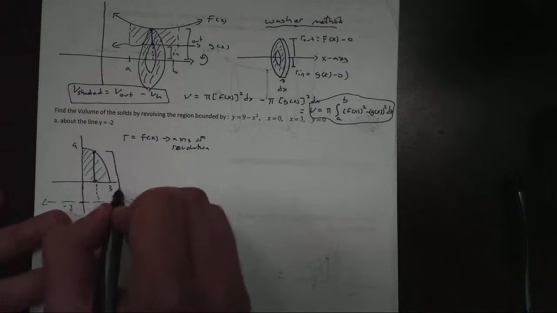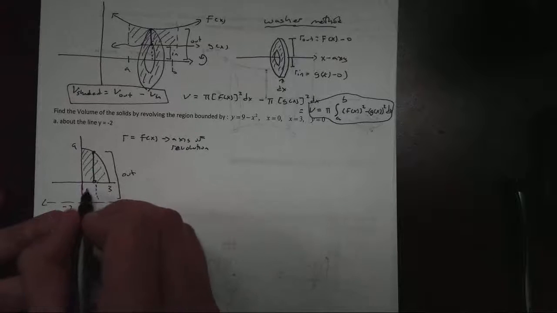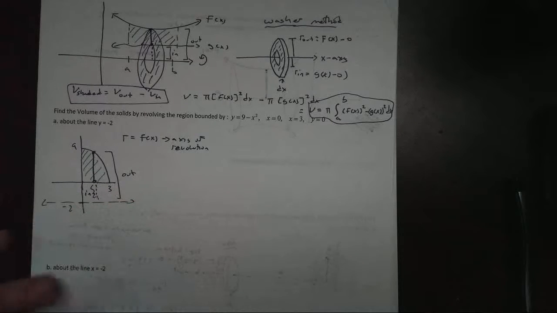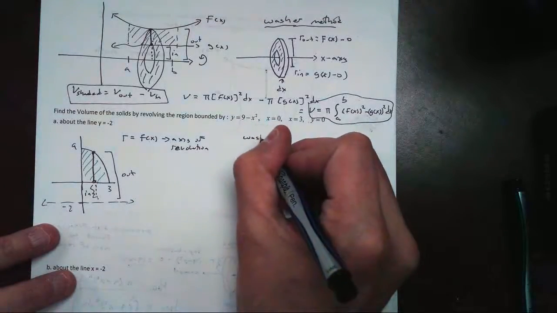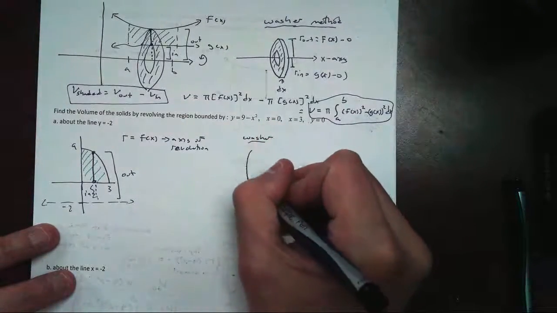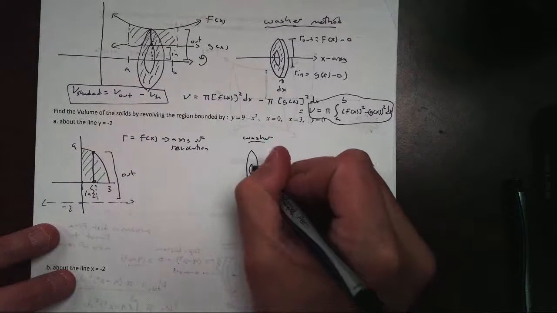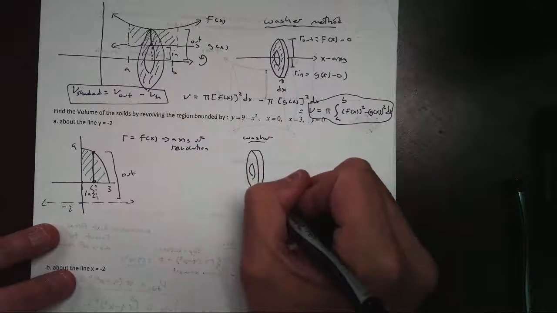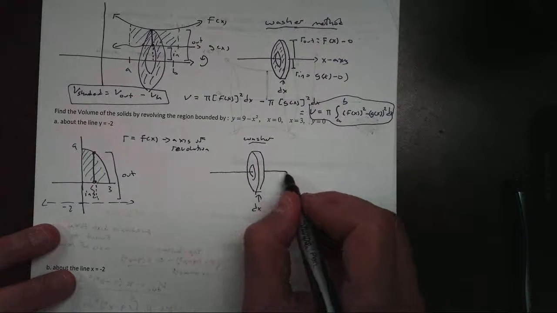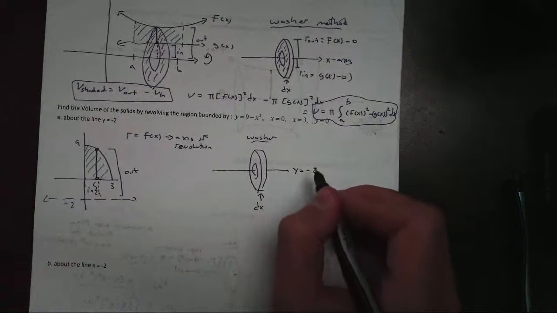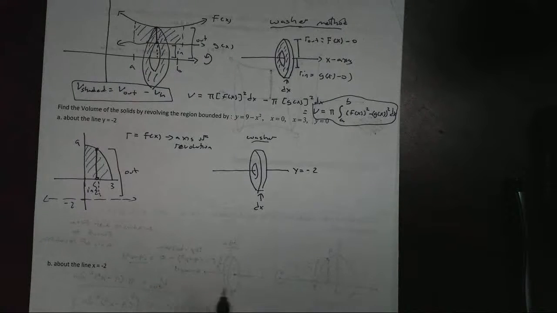So remember, this right here is my outside function. This right there is my inside function. Set up your washer, like so. It's dx thick. There's the line y equals -2. Be very careful. This is a little bit trickier.